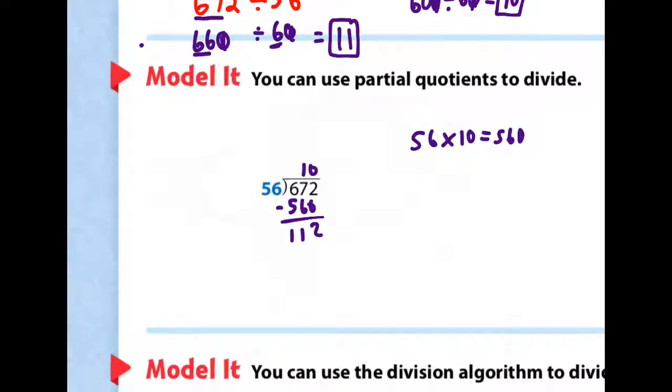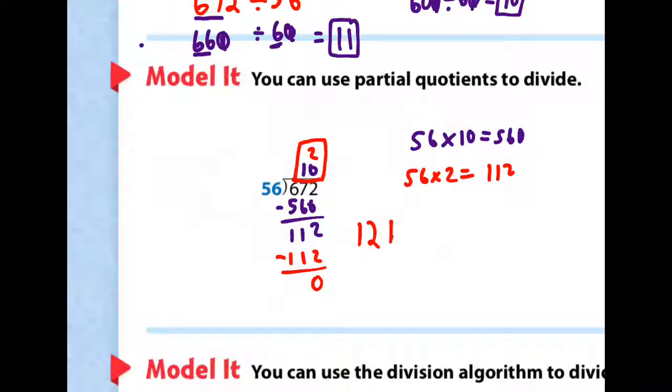I have 112 left. Now I also know 56 times 2 is 112. So I could say 56 goes into 112 two times, which is 112. Subtract, 0. Now, to combine your partial quotients together, add those two numbers, 10 and 2 is 12. So my answer is going to be 12 hours. So that's partial quotients right there.